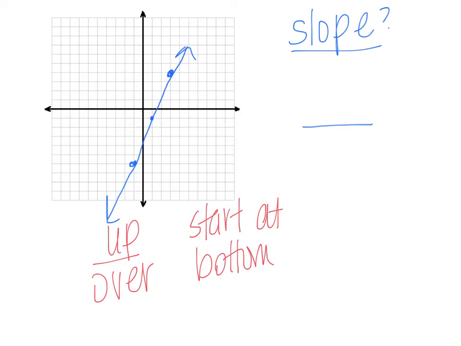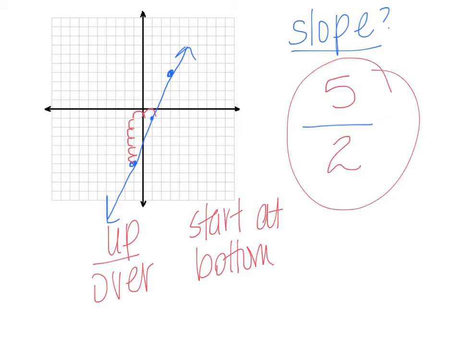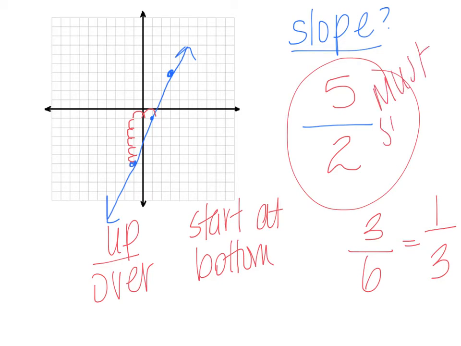So I'm going to go 1, 2, 3, 4, 5. I went up 5, and now I'm going to go over 1, 2. So my slope is 5 over 2. If you get a slope, for example, that's 3 over 6, you always reduce it. So we would say that this is 1/2. So your fractions must be in simplest form.